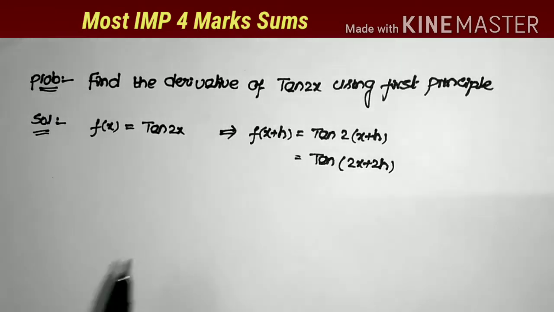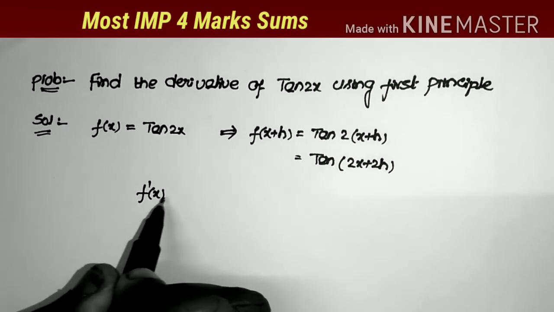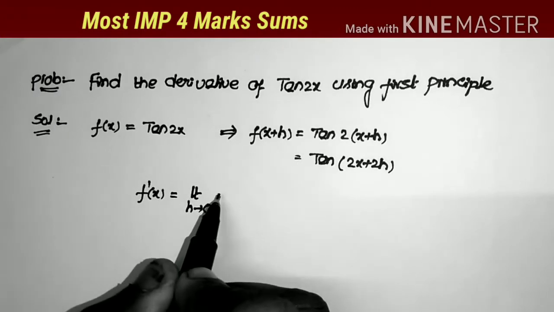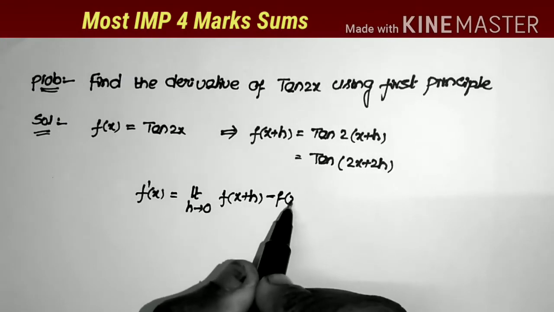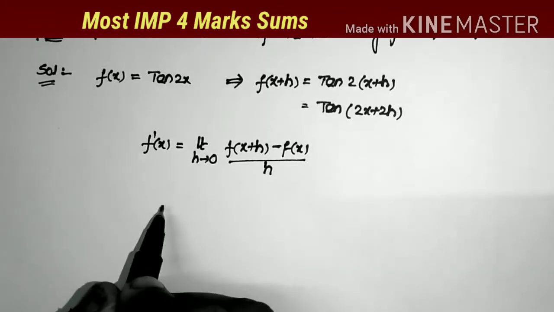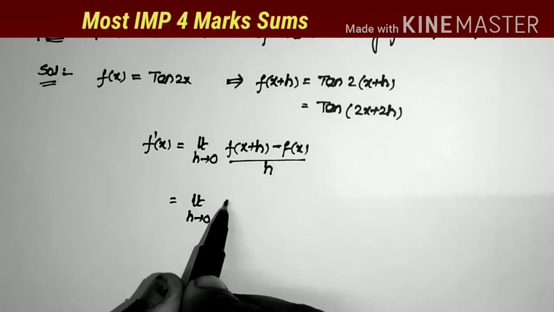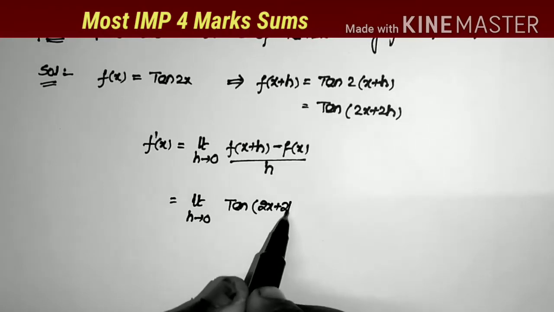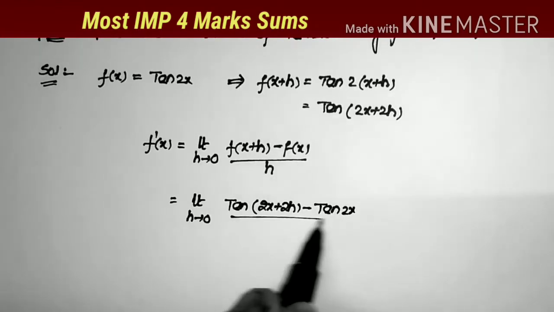Now we have to find the derivative using the first principle. What is the first principle formula? f dash of x is equal to limit h tends to 0 of f of x plus h minus f of x, by h. Now in this formula we substitute the values: limit h tends to 0, f of x plus h is tan of 2x plus 2h, minus f of x, which is tan 2x, by h.